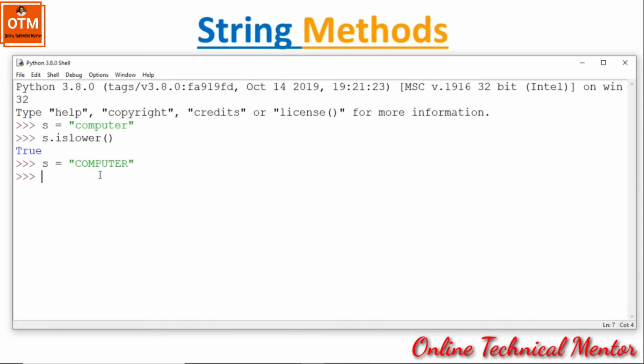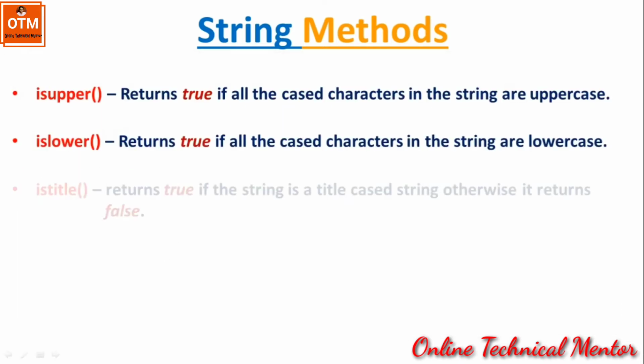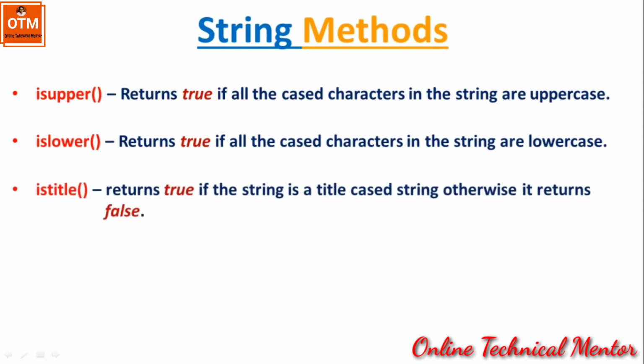So what happens if I apply s.islower()? It will return false. Next, istitle returns true if the string is a title case string, otherwise it will return false. Title case means the first character of each word in a sentence must be a capital letter. So if the istitle function encounters such a string, it will return true, otherwise it will return false.